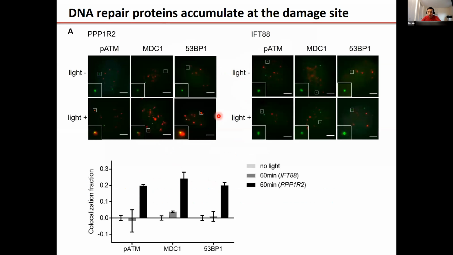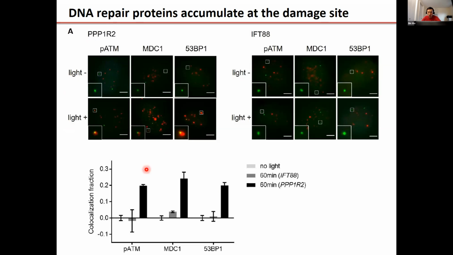So first, we use immunofluorescence to measure the recruitment of endogenous DDR protein to the damaged site. For example, phosphorylated ATM, MDC1, or 53BP1. The green spot is the genomic locus, and the red spot is a damage response protein. Without light, the protein is not recruited to the damaged site. But after we shine light, the protein localizes to the damaged site.